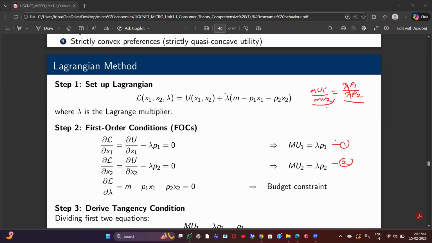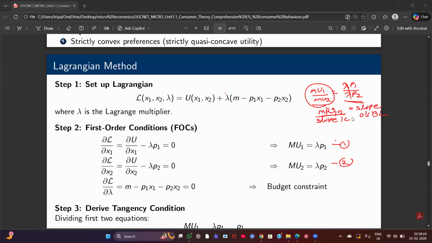So what is mu1 by mu2? This is nothing but the marginal rate of substitution of the first for the second commodity, MRS 1 for 2. And this P1 by P2 is nothing but the slope of the budget line. And this MRS is the slope of the IC, the indifference curve. At the equilibrium point, this Lagrange method tells me that the slope of my budget line should be equal to the slope of my indifference curve.